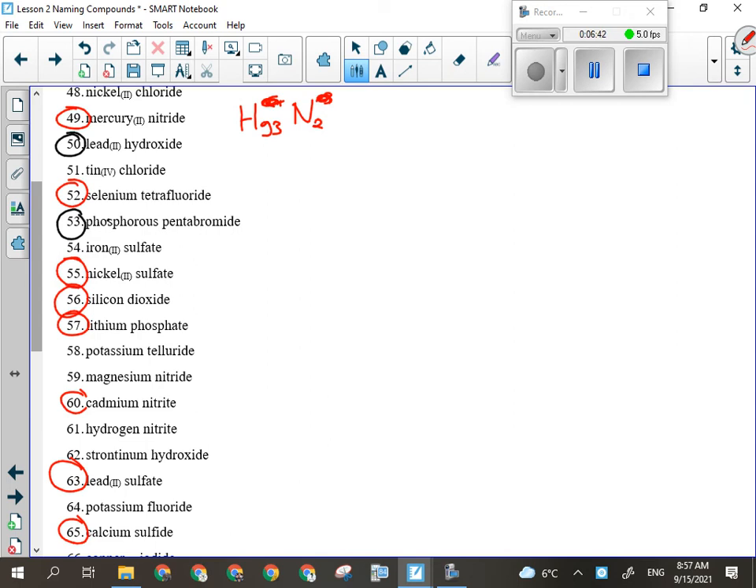All right, number 52, I got selenium tetrafluoride. All right, so ionic or molecular? Molecular. They're both nonmetals. There's prefixes in the name. Okay, so Se for selenium. Since there's no prefix on that, there's only one. And then there's tetrafluoride, which is how many? 4.